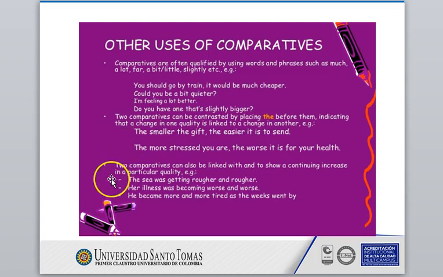And finally, two comparatives can also be linked, they can be repetitive, especially in literature. When you say things like, the sea was getting rougher and rougher, right? Her illness was becoming worse and worse, or he became more and more tired as the weeks went by. So this is very common when you are writing.